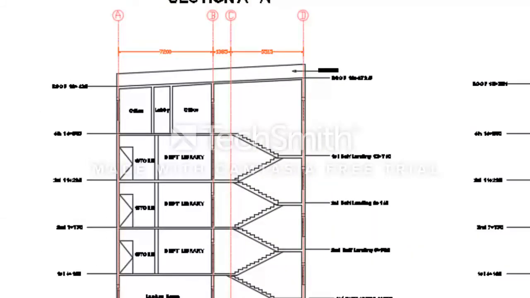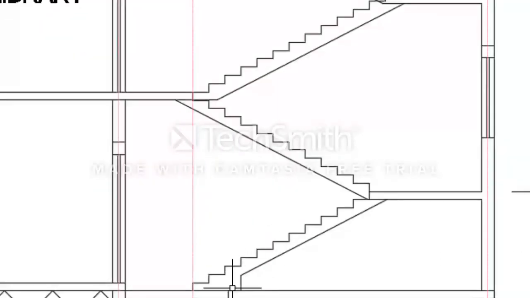If I zoom closer, you see two flights connecting the ground floor to the first floor slab. If you don't want to count the number of risers on the plan, you can also count the number of risers in your section here. So you count like this: 1, 2, 3, 4, 5, 6, 7, 8, 9, 10, 11, 12, 13, 14, 15, 16, 17, 18, 19, 20, 21, 22, 23, 24. So we got the same number of risers. So we have 24 risers connecting the ground floor to the first floor slab.